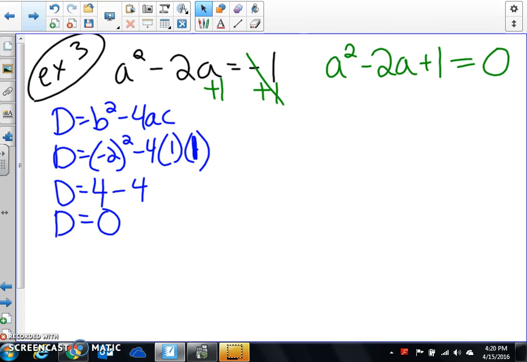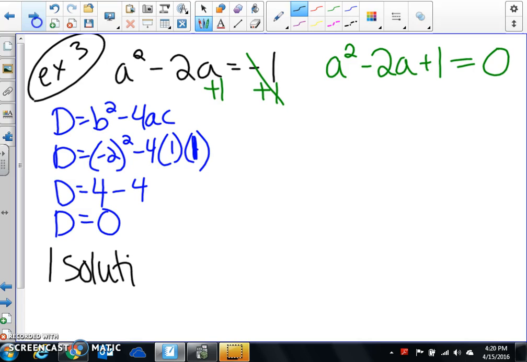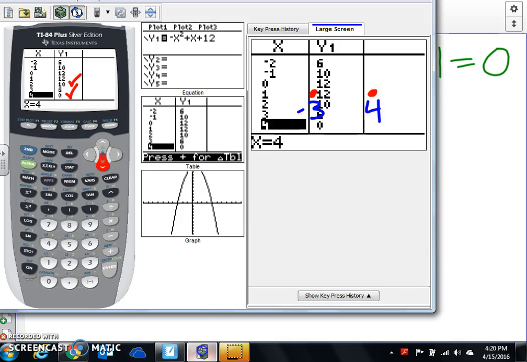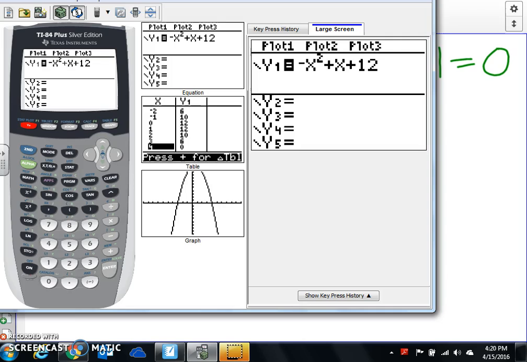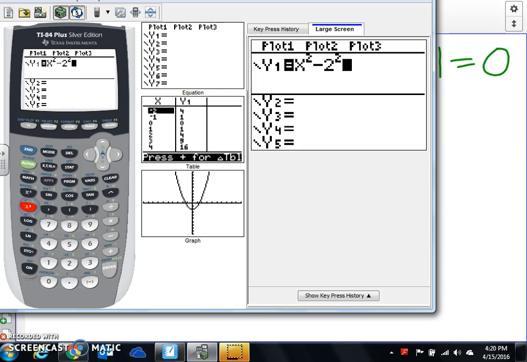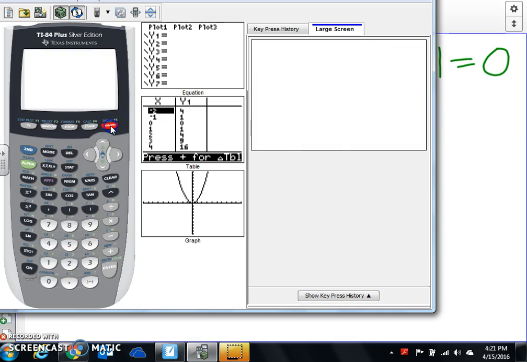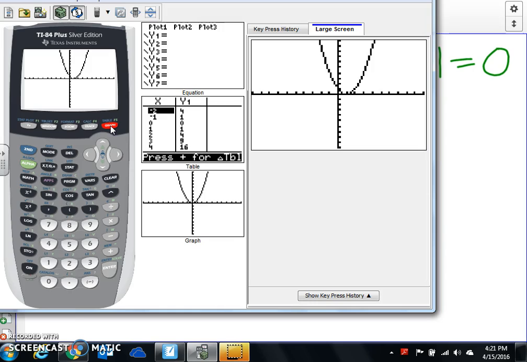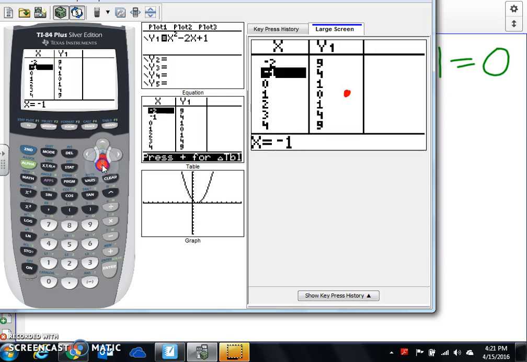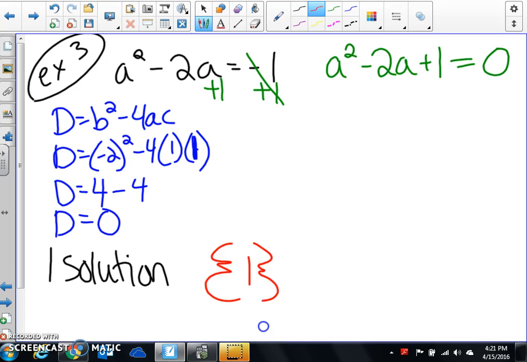So if the discriminant equals 0, I know I'm going to only have one solution. Let's go ahead and put this into our graph. A squared minus 2a plus 1. X squared minus 2x plus 1. Graph. Sure enough, it only dips right here. So that looks like 1 to me. Let's check using our table. If I look at 1, sure enough, when x is 1, y is 0. So that is my solution. So my solution is just 1.